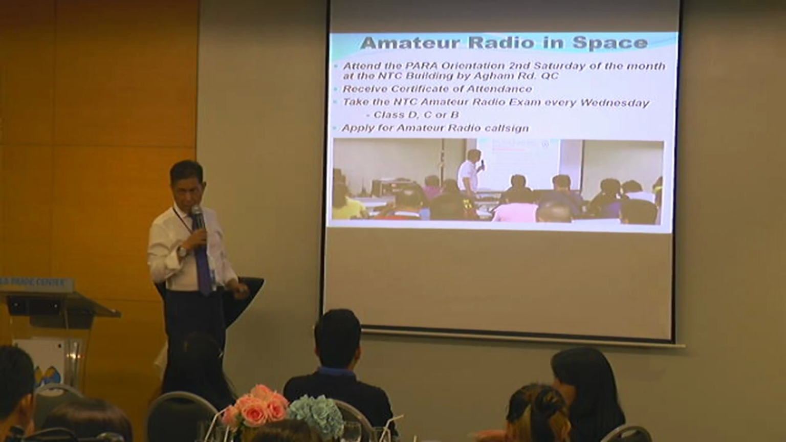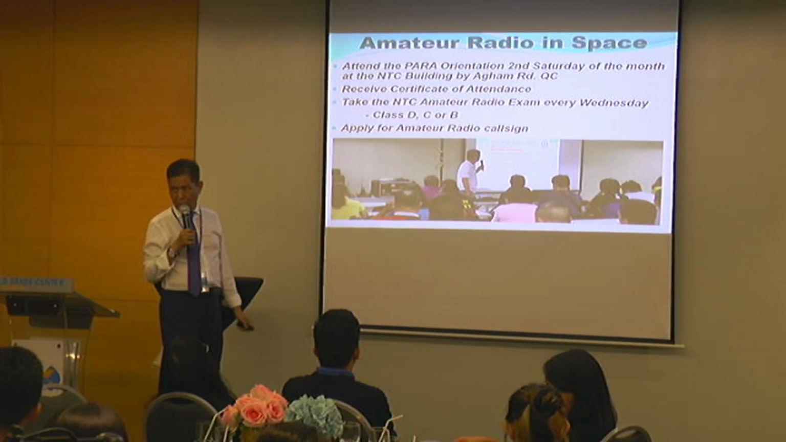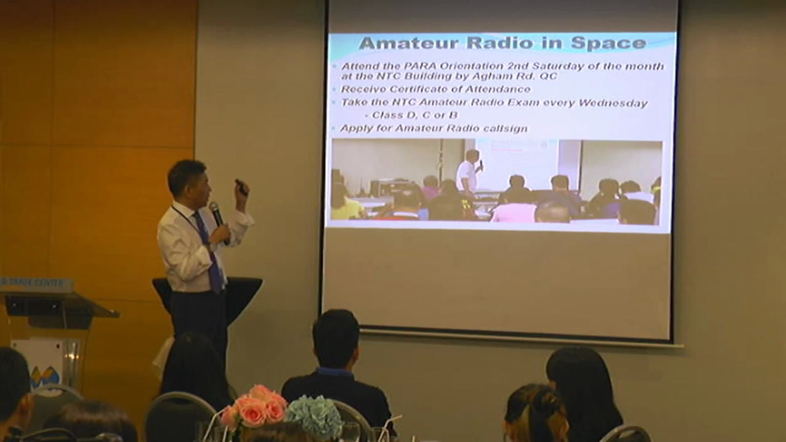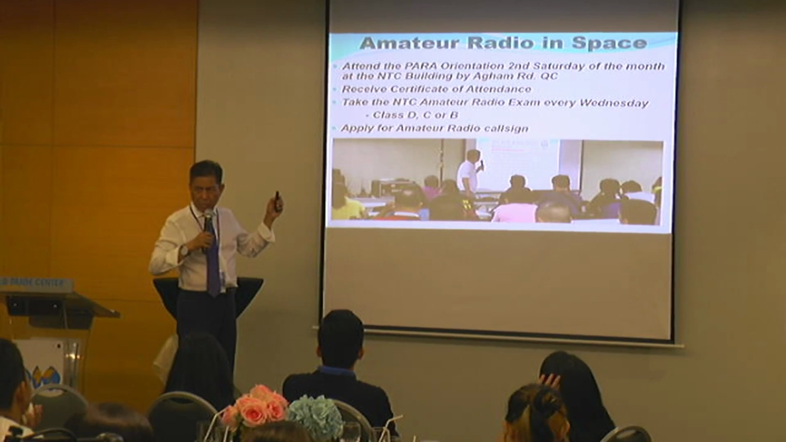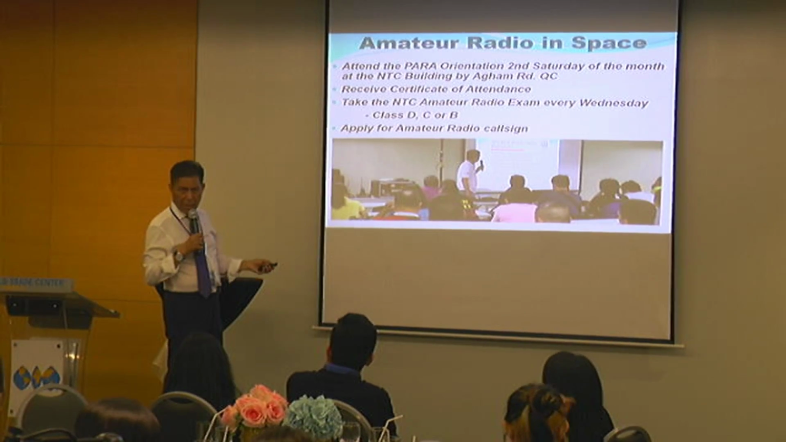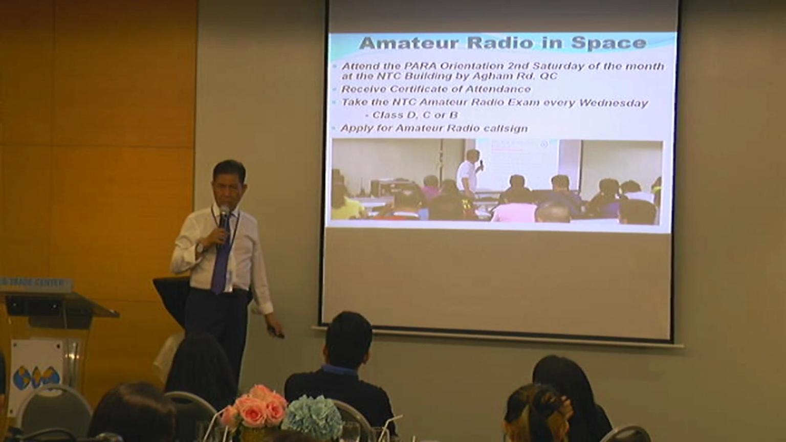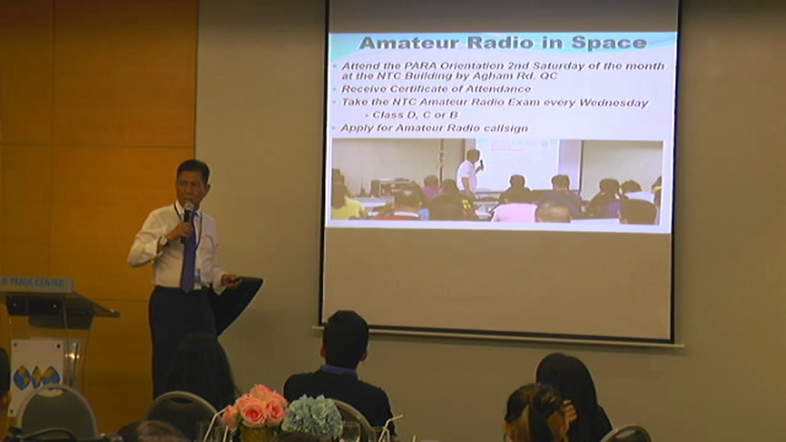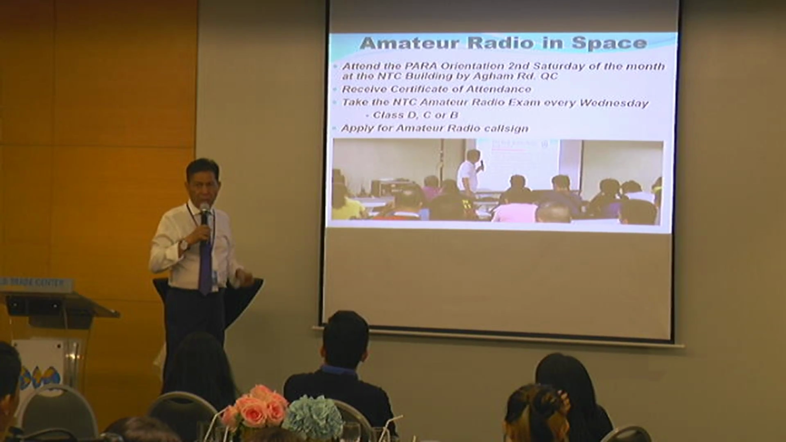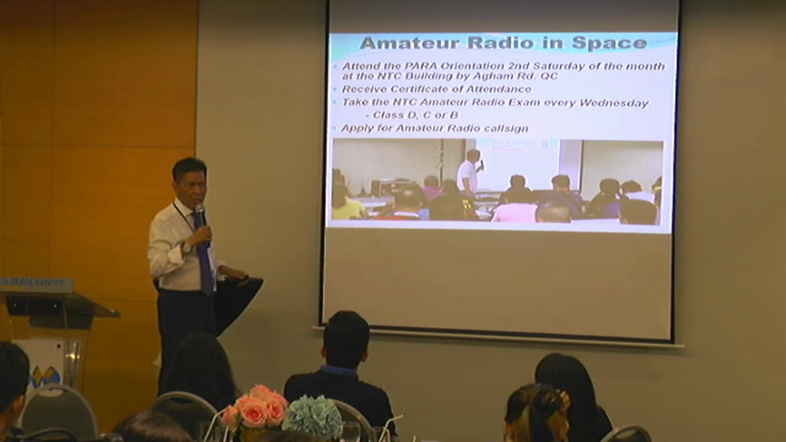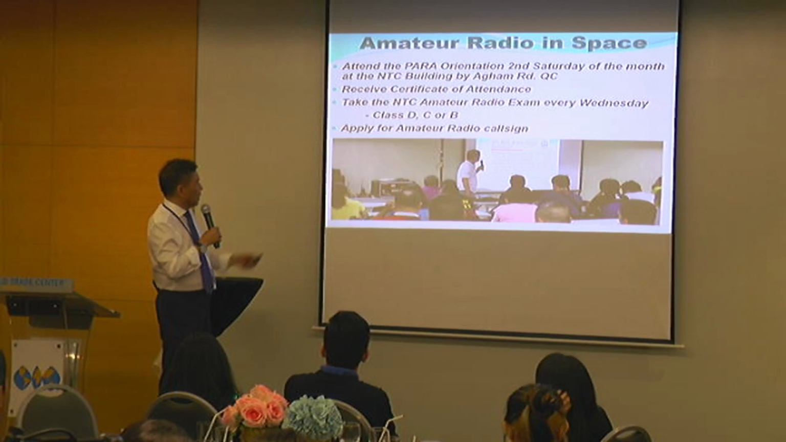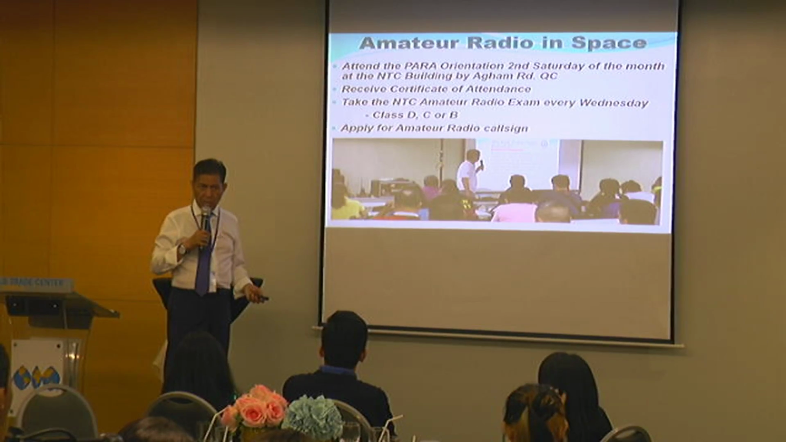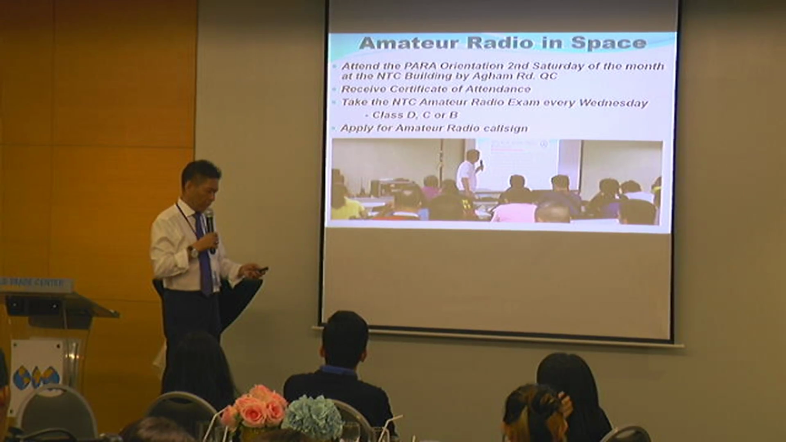Every Wednesday of the week, there is a licensing session sa NTC. You could either get the Class D exam, which a grade school student can pass, Class C, which a high school student can pass, or a Class B, which a PRC licensed ECE could easily pass. And then after that, you apply for your amateur radio call sign, and you're legit. You could talk legally on the air.